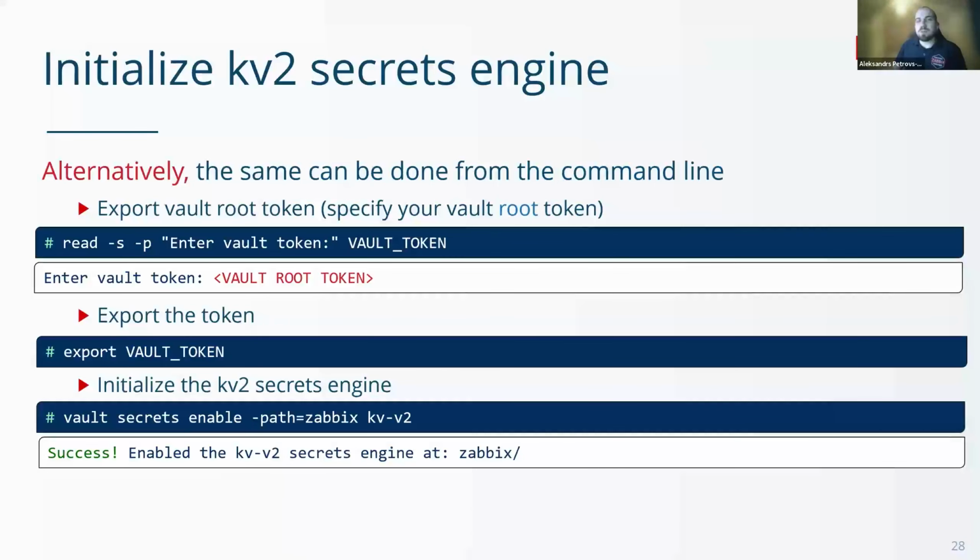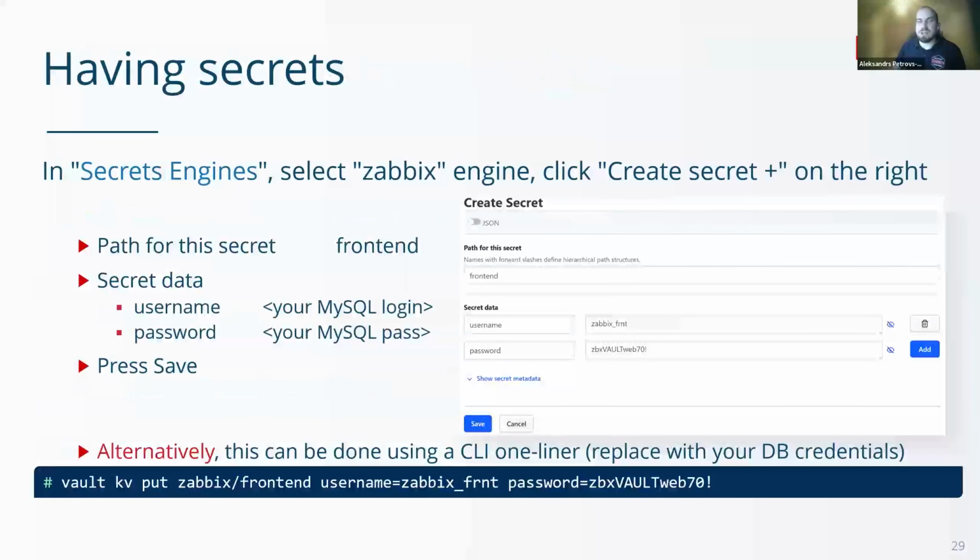And you can see here that we can do the same from the command line, and then it becomes a lot faster and simpler, right? Because what we do, first of all, we export the vault root token, right? So it is set as a variable, essentially in the memory, right? And then we just execute vault secrets enable path Zabbix kv v2, right? Done. No clicks and quite faster.